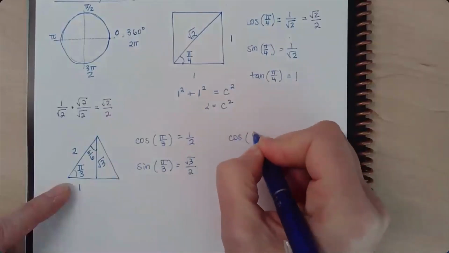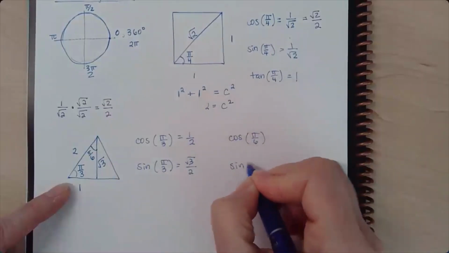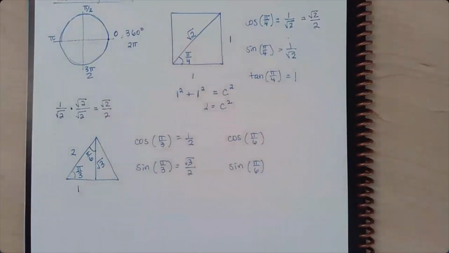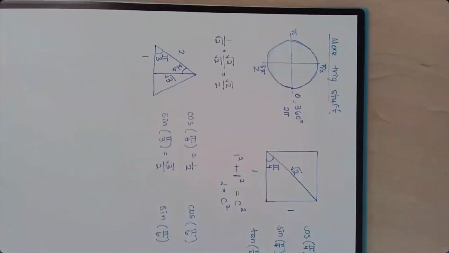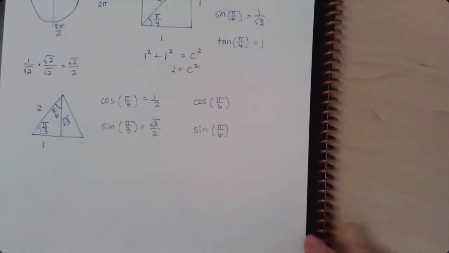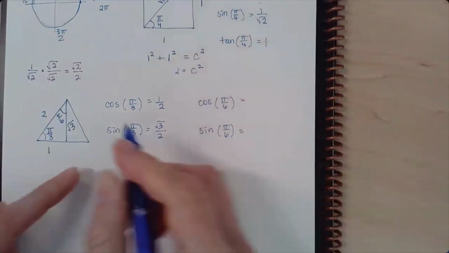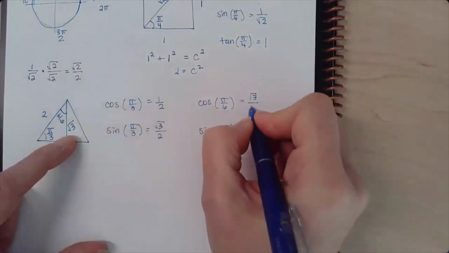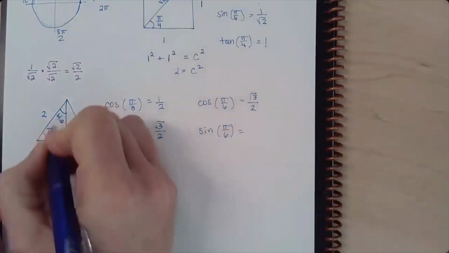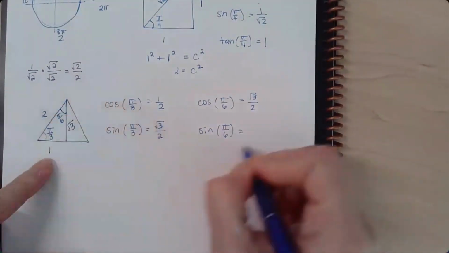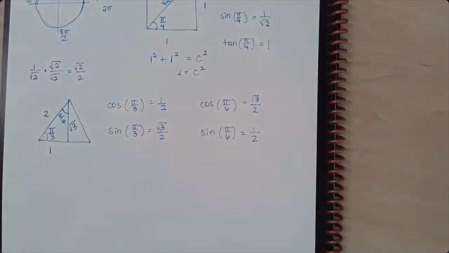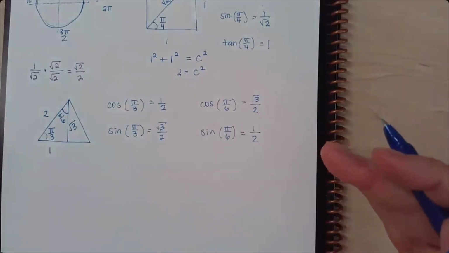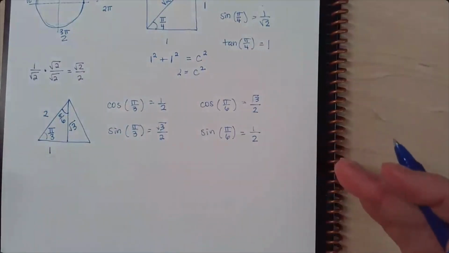And if I look at cosine of pi over 6 and sine of pi over 6, it's basically the same triangle if I just turn my head. So cosine of pi over 6 means I'm now looking at that adjacent side of the square root of 3, the hypotenuse being 2. For sine, the opposite side is 1, hypotenuse still being 2. Well, if you just memorize one of these, my guess is you can figure the rest of them out.